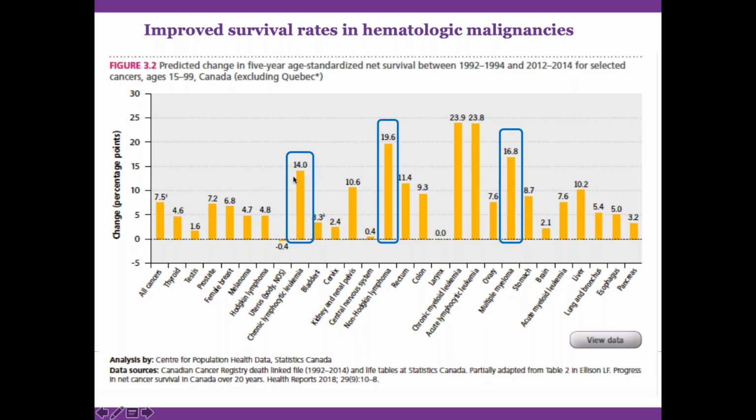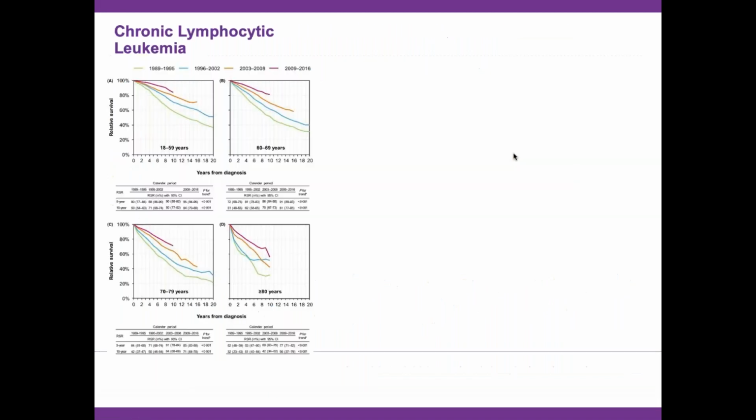You can see that, for example, for chronic lymphocytic leukemia, there is a 14% improvement in the 5-year age standardized net survival. For non-Hodgkin's lymphoma, there's a 20% improvement. For multiple myeloma, there's a 16.8% improvement. These are big changes in 5-year age standardized survival. I'm going to show this in another way, in a little bit more detail here.